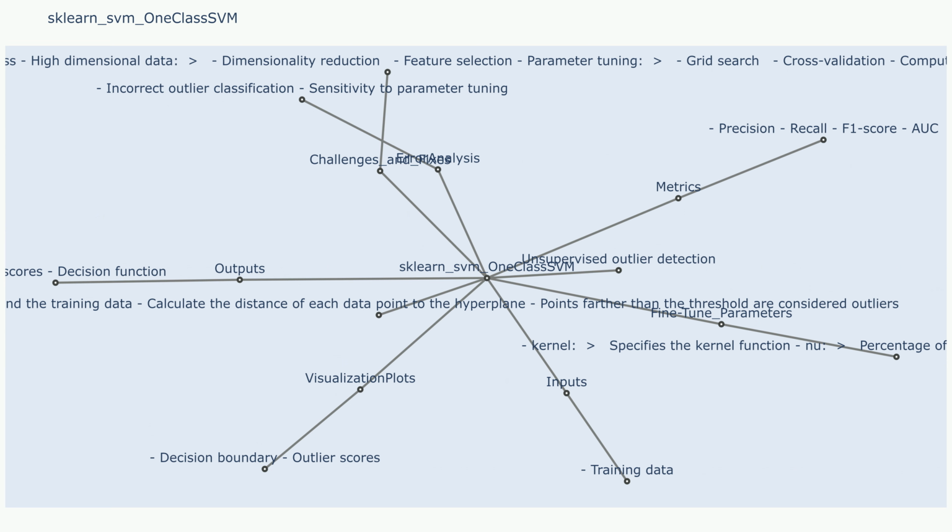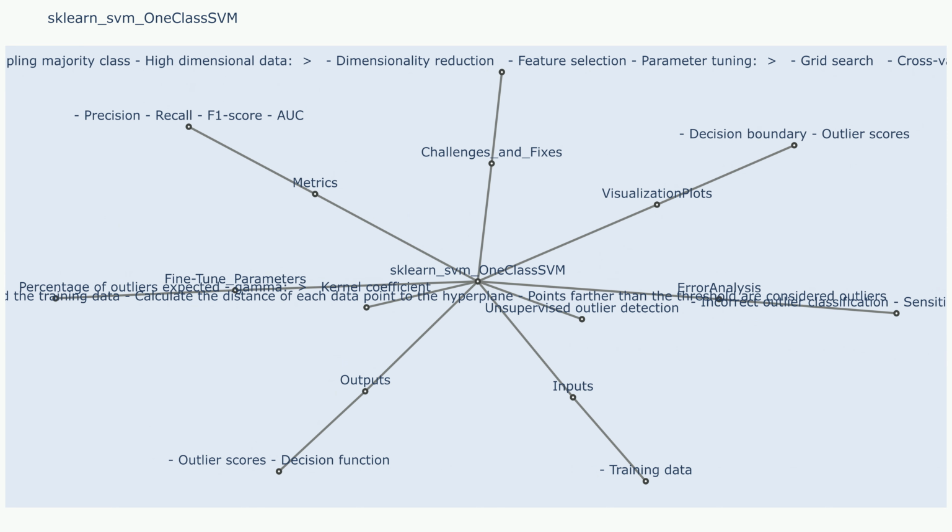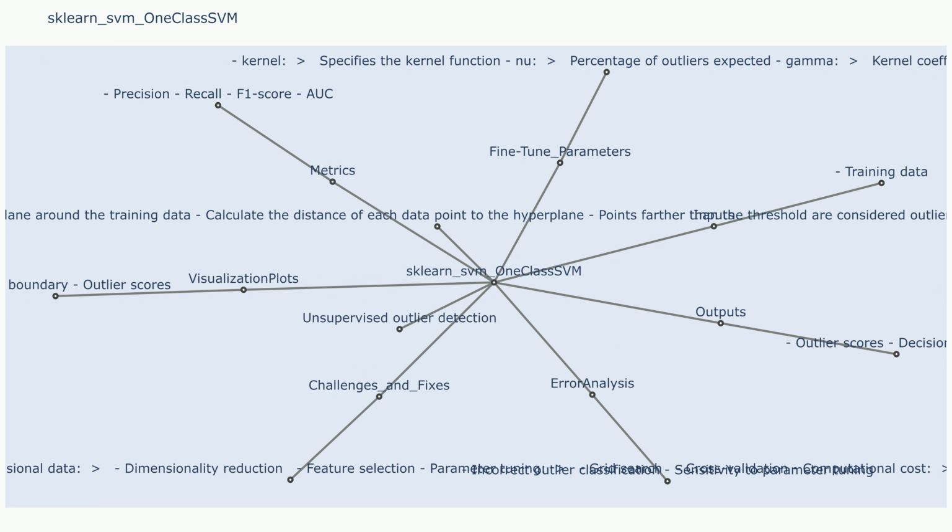Challenges and fixes. Challenge 1: choosing the optimal kernel and parameters for the specific dataset. Sample use case: using a linear kernel for highly nonlinear data can lead to poor performance. Fixes: experiment with different kernel functions and parameter settings to find the best combination for the dataset. Use cross-validation to assess performance on unseen data.